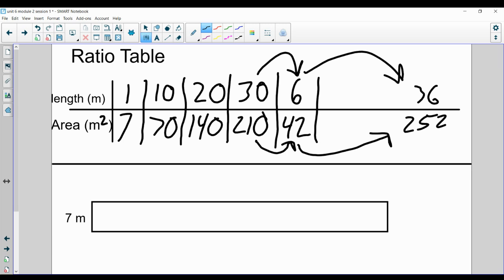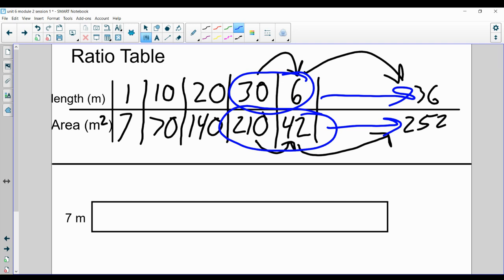So this part, my total is 36, which I get right here. And then this part, my 210, my total is up to 252. So what that tells me is that if I kept my width of 7, my other side that I multiply by, 7 times 36 would total up to 252.